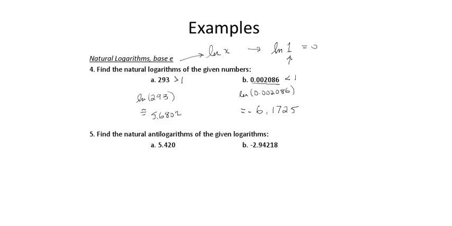Well, that was the one where we're taking e to the number. So what we're really asking you to do is find e to the 5.420, right? And find e to the negative 2.94218. So that's what we're going to do. We'll open up our calculator and we'll take e to the 5.420, and we'll take e to the negative 2.94218.